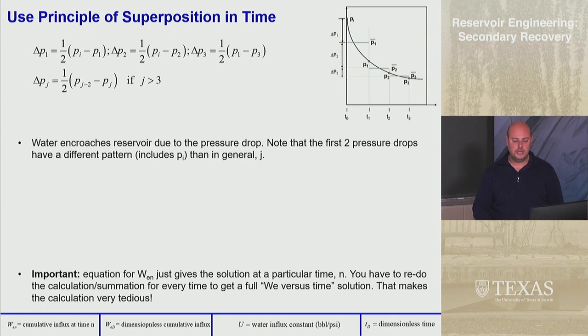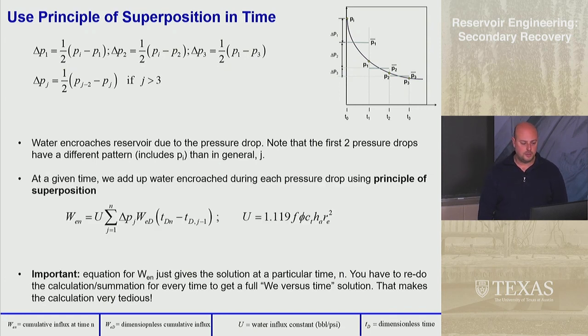Water encroaches during each of those times, and we can sum them up using the principle of superposition. So what we do is we evaluate WeD at a certain delta T. This tD is the final time that I'm interested in minus a current time, because I'm summing from j equal to 1 to a certain number of time steps, n. So you do this summation and you find WeD. This is not being multiplied; what I mean is it's a function here. So you calculate this tDn minus tD(j minus 1).